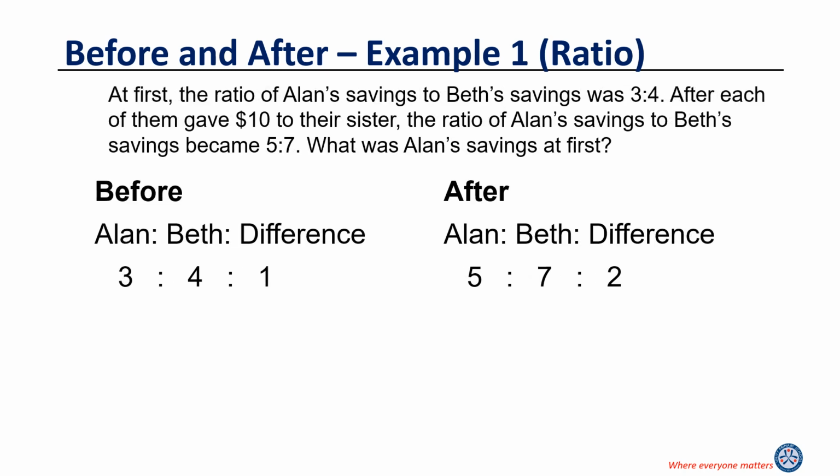We know that the difference between Alan's and Beth's savings should remain the same. So, we need to multiply the ratio for the before situation by 2 throughout to get 6 to 8 to 2. What we are trying to do is to arrive at the same number of units for difference in both before and after situations. We now see that the difference between their savings is 2 units for both the before and after situations, allowing us to compare both ratios.